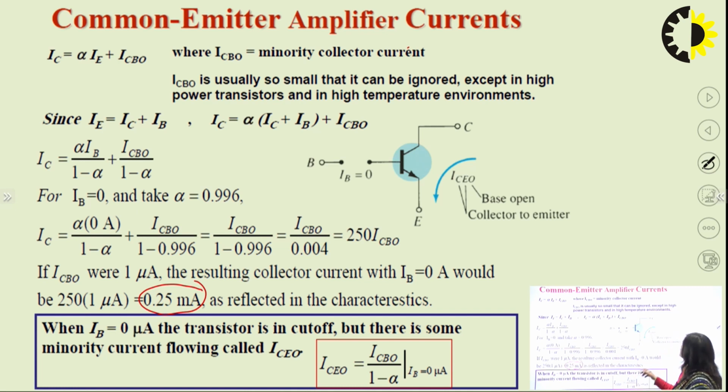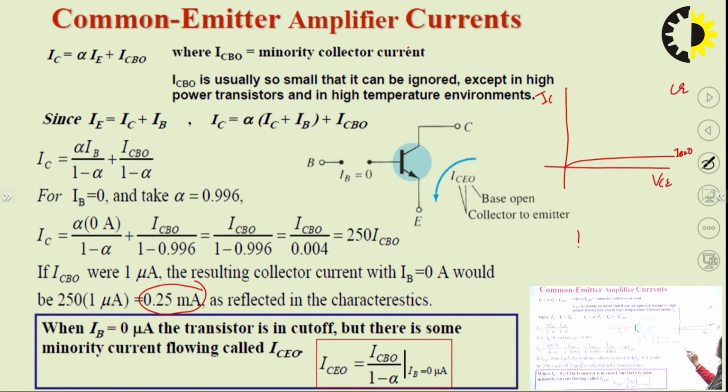That's why this characteristics curve we have plotted in this way. This was the VCE and this was the IC, and here IB is equal to 0. This is for the common emitter. For common base we have seen this was VCB and this was IC, and this was like in this way. This is at IE equal to 0, and this is at IB equal to 0. So this amount of current is there in the case of the common emitter configuration.